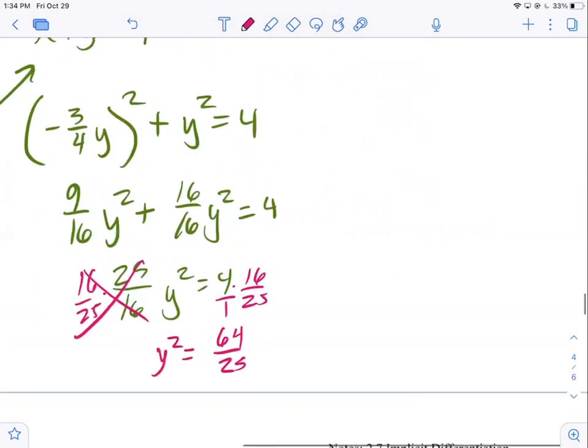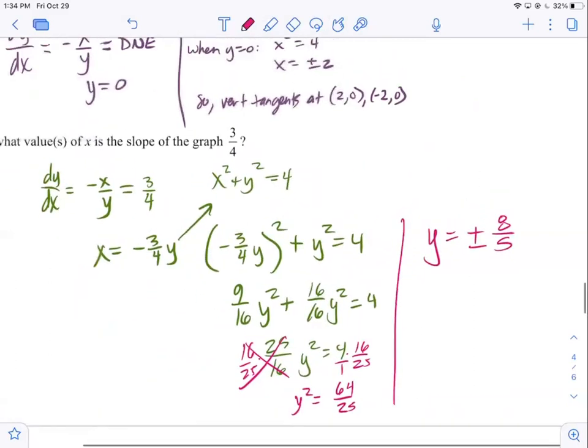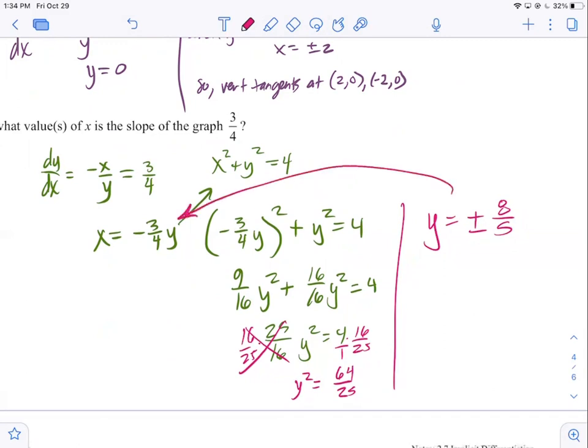And now when I take the square root, I need to consider both plus and minus. So it's plus or minus. Hey, look, those are both perfect squares. The square root of 64 is 8. The square root of 25 is 5. Now all I would have to do with those 2 is plug it back in over here, one at a time, to pair them up. Like when you plug in a negative y, you're going to get a positive x. When you plug in a positive y, you're going to get a negative x. And those will be your two ordered pairs.